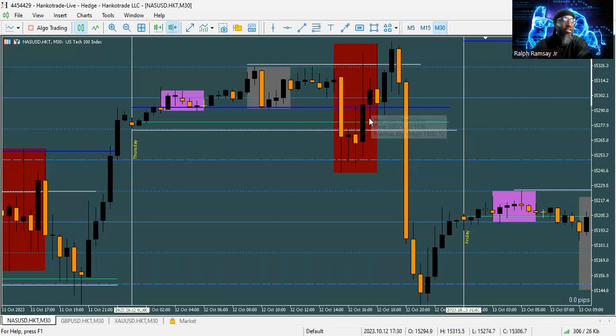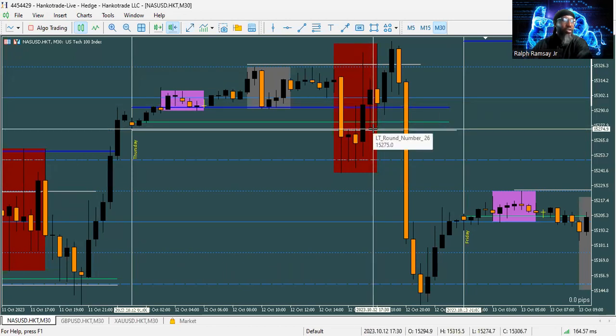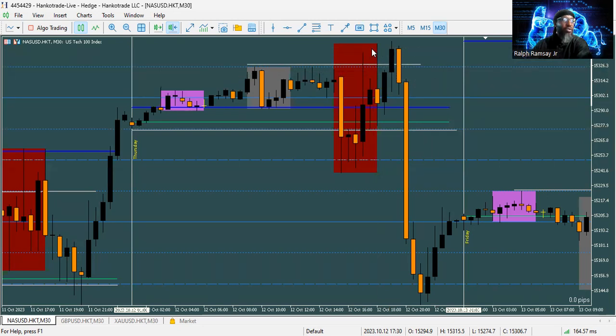Still in that third hour, 10 a.m., you could have taken an entry right here at the level, and you could have still gotten your 50 pips. And then outside of the timing window is when they gave us the high of day setup, because they were just holding price here until the news.